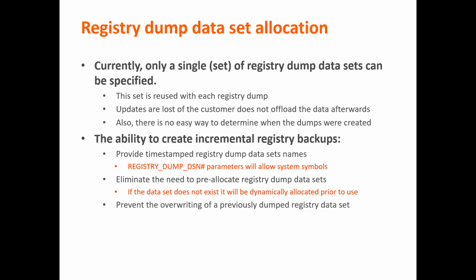New changes to the registry task provide the ability to dynamically allocate datasets to create incremental registry backups. The registry dump dataset name parameter can also accept system symbols as well as time and date symbols. This allows TOM to create unique dataset names for each registry backup. Dynamic allocation coupled with the creation of unique dataset names results in the prevention of overwriting a previously dumped registry dataset.